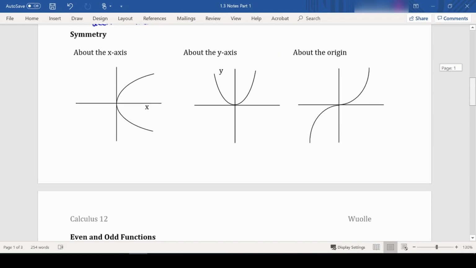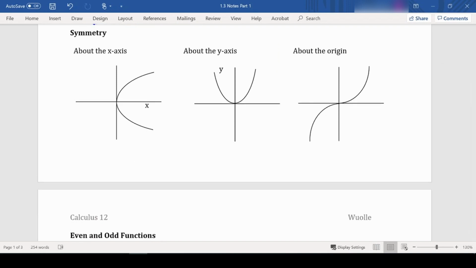Symmetry is our next idea. So we have three types of symmetry. Symmetry about the x-axis, meaning the x-axis sort of acts like a mirror. Symmetry about the y-axis, meaning the y-axis sort of acts like a mirror. And symmetry about the origin, meaning like if you reflected this thing diagonally across the origin, you would have a nice reflection there. So there are some points that correspond.